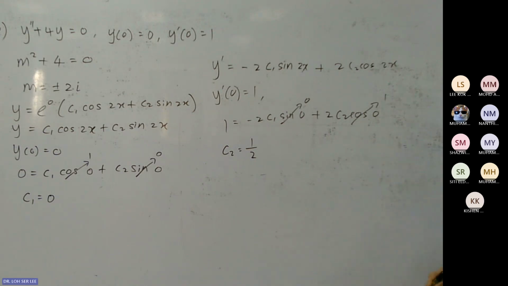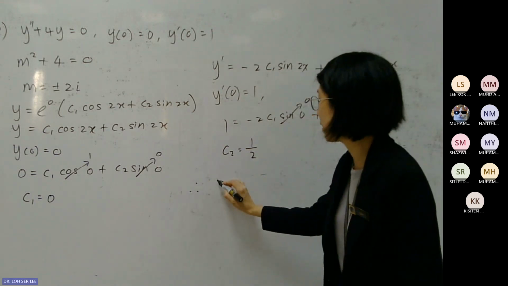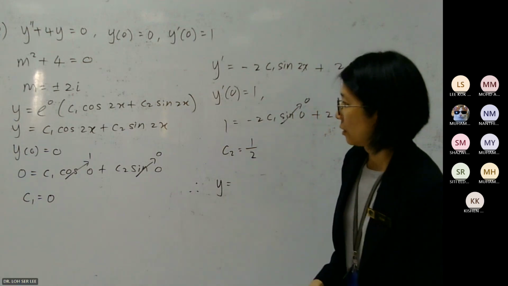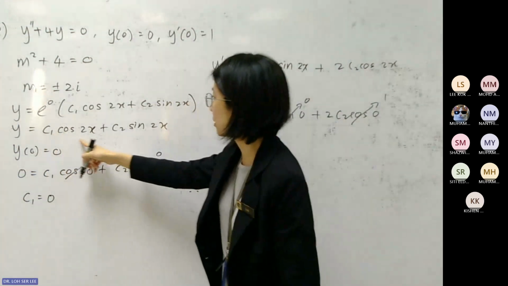Okay, now you get your C1 and C2. Update your final solution. C1 is 0, so this term is gone.